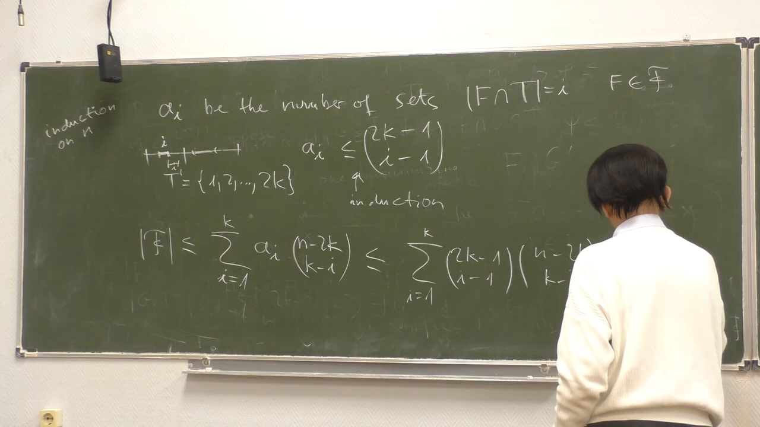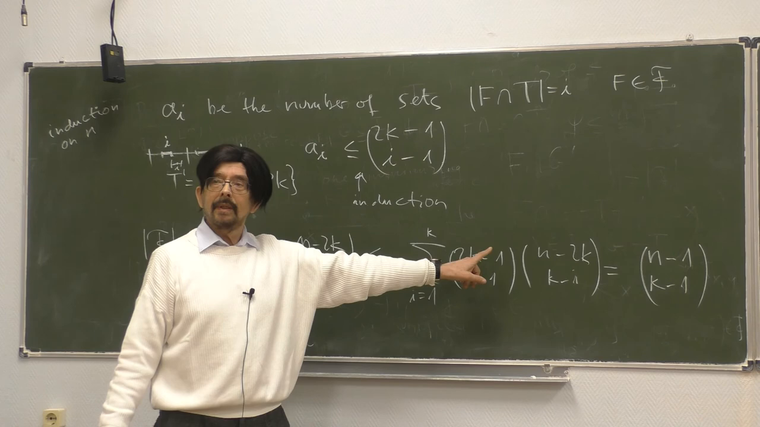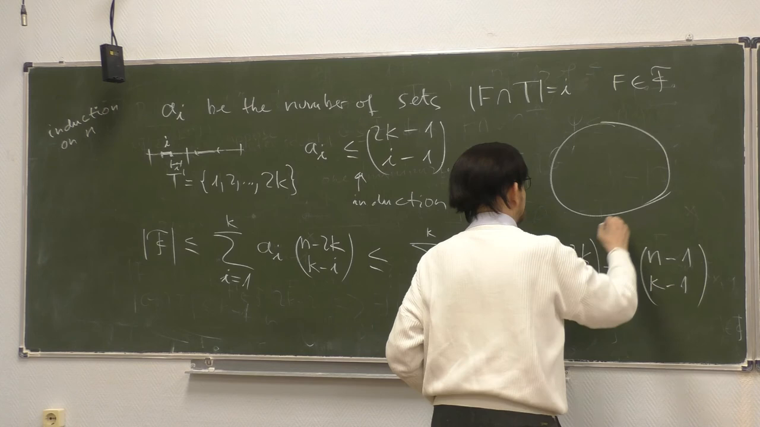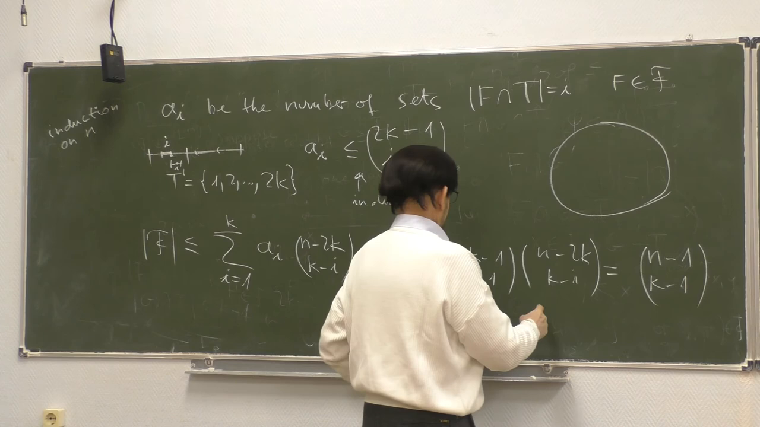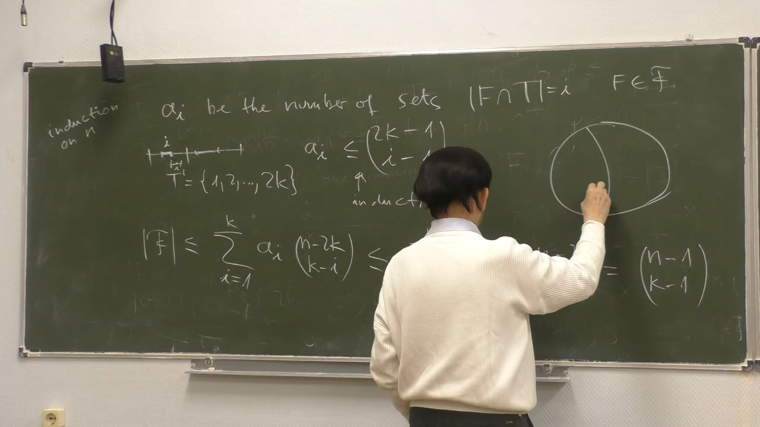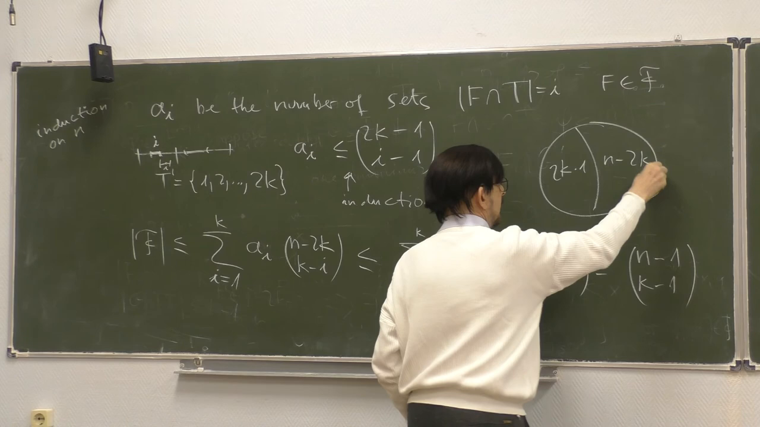Do you know this rule? If not, then it's easy to prove. So we have an n minus 1 element set all together: here 2k minus 1, and then here n minus 2k. So all together it is n minus 1.